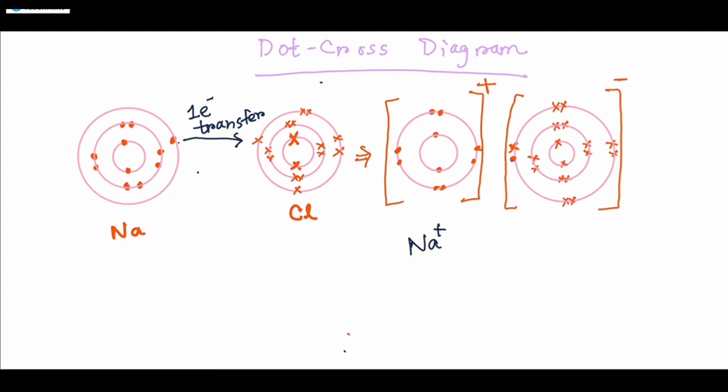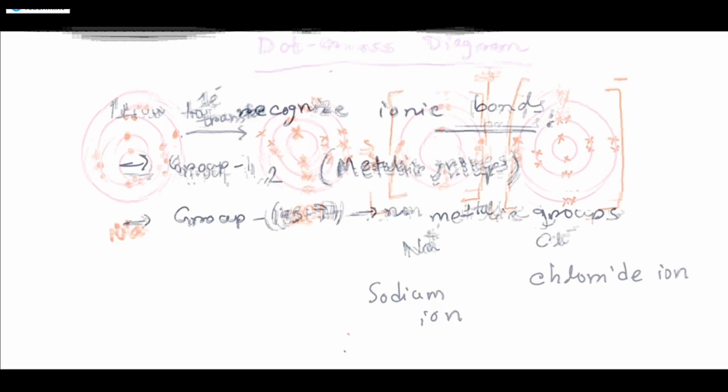Here you can see 1 electron. That means it is chloride ion. You should say this is chloride ion. This is sodium ion. And this is how they form ionic bond. This is very, very easy. If you listen attentively to the class, you will understand that.